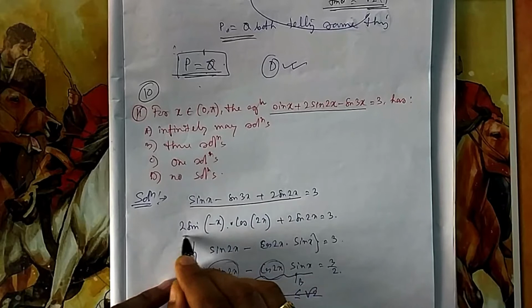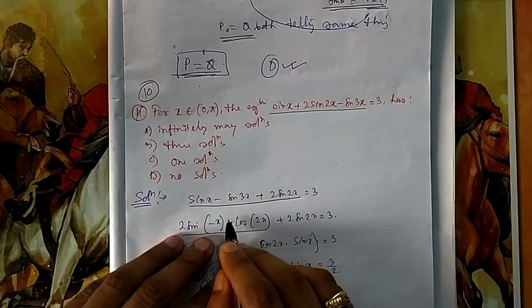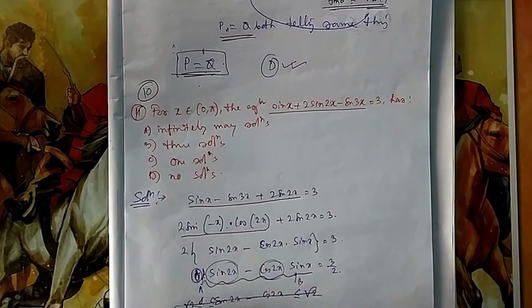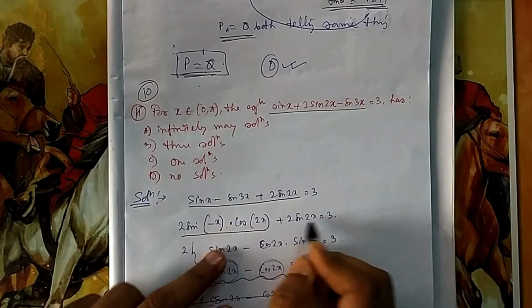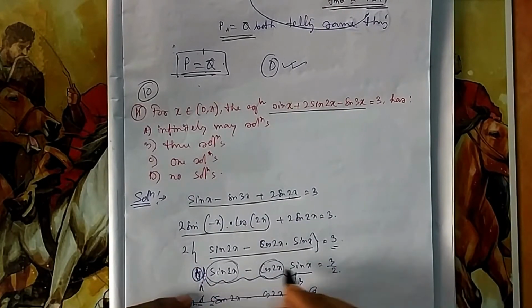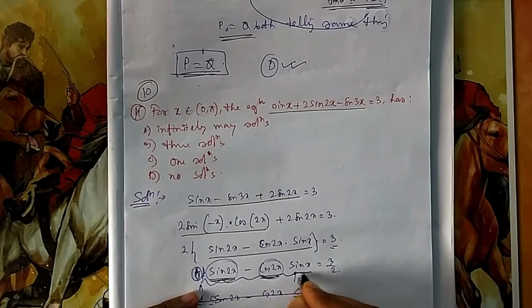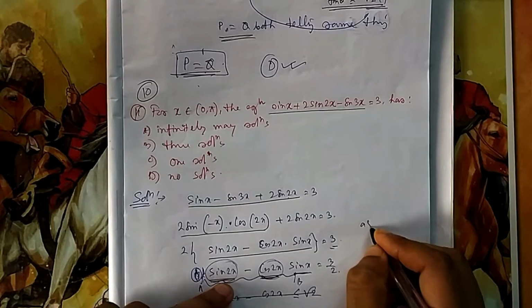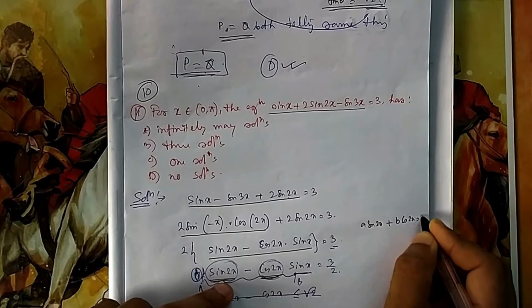If you do this, you will find 2 sin of (C minus D) by 2, then cos of (C plus D) by 2. Because it is cos, you cannot take it common. So it is something of this fashion now. Now if you divide by 2, it is something of this fashion: sin 2x, cos 2x, and then sin x. So you can think it is sin 2x plus b cos 2x equal to 3 by 2.